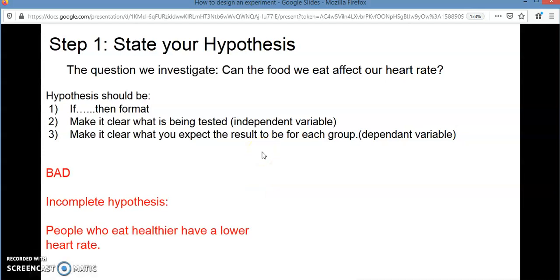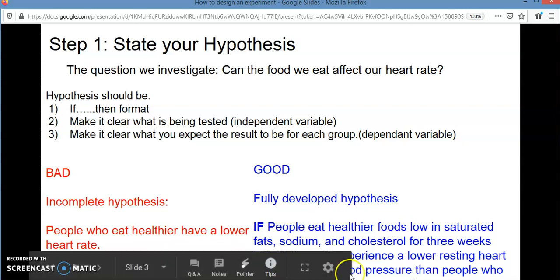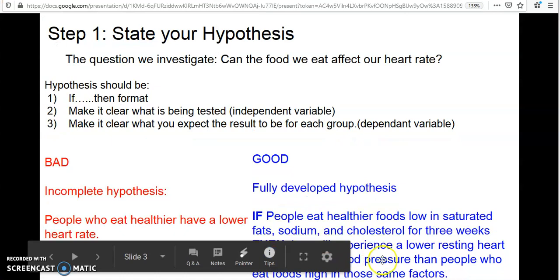So a bad example of a hypothesis, or an incomplete hypothesis, would be: people who eat healthier have a lower heart rate. On the other hand, a good example of a hypothesis in if-then format, this is a fully developed hypothesis: if people eat healthier foods, low in saturated fat, sodium, and cholesterol for 3 weeks, then they will experience a lower resting heart rate and lower blood pressure than people who eat foods high in those same factors.